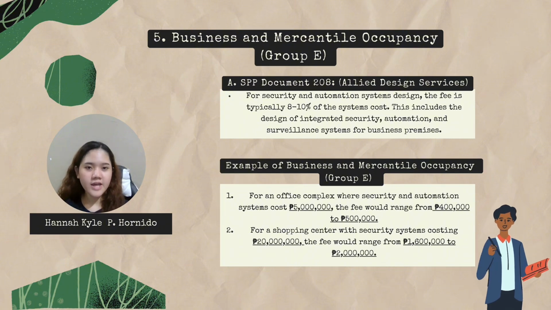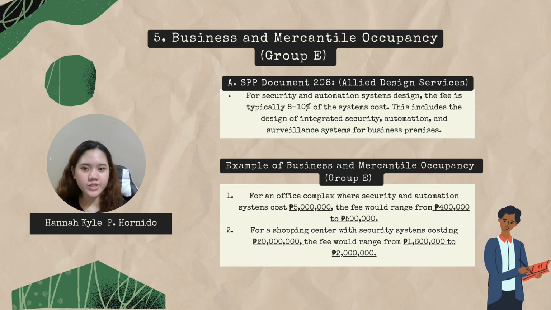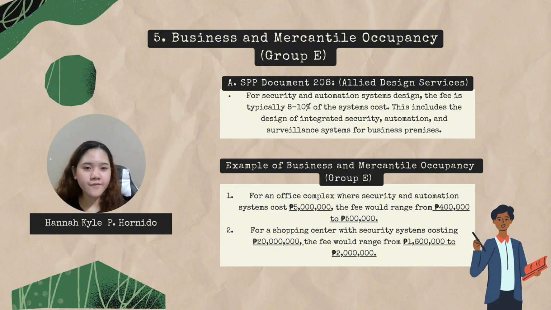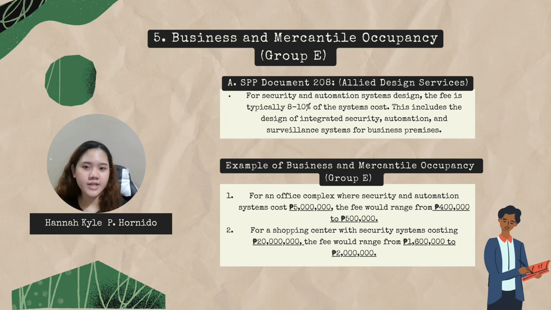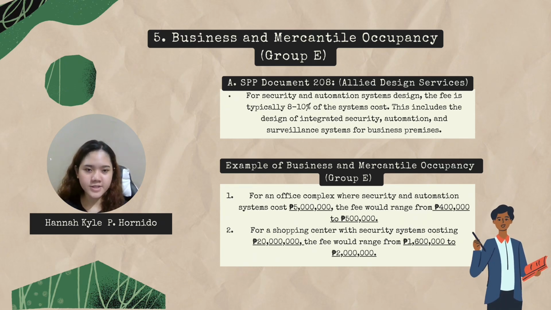total system cost. This is crucial for ensuring the safety and efficiency of business premises. Example number 1. For an office complex where the security and automation system cost 5 million pesos, the professional fee would range from 400,000 pesos to 500,000 pesos. Example number 2. For a shopping center with security system costing 20 million pesos, the fee would be between 1,600,000 pesos and 2 million pesos.